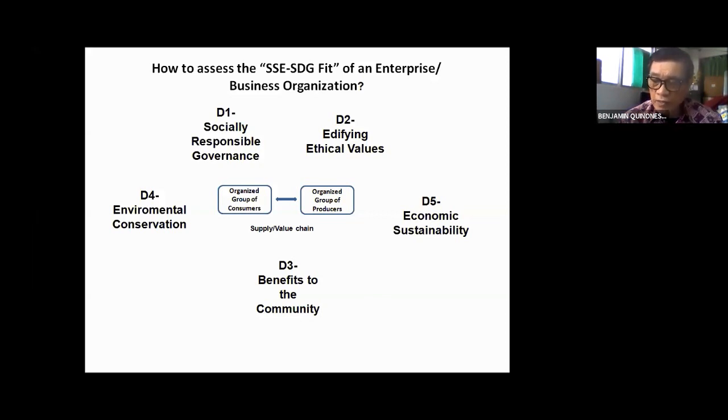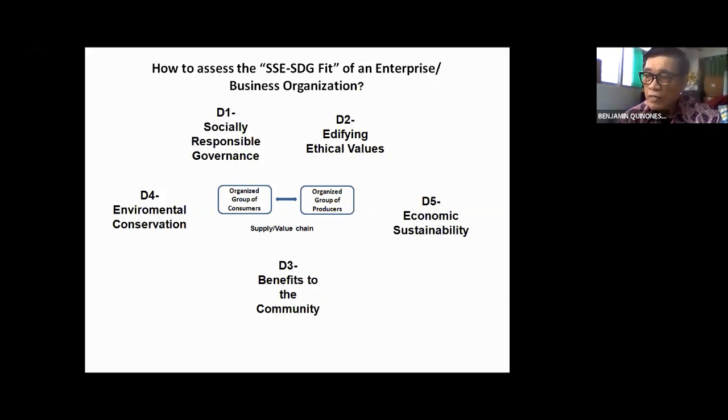The first part of SSE, we call it also dimension 1, is socially responsible governance. Because the consumers have an organization and the producers also have an organization, we need to see whether there is what we call socially responsible governance of these organizations, or whether the governance is terribly irresponsible. If they are socially responsible, then they can be relied upon to fulfill their obligations. If they are not socially responsible, they cannot be relied upon. Maybe they will run away with your money.